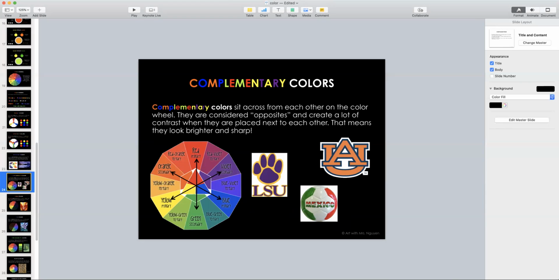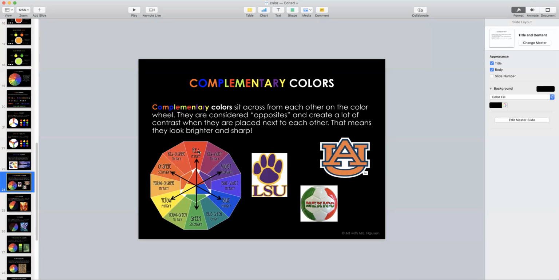Complementary colors are colors that are directly across from each other on the color wheel. Those are also said to look good together. You can see some examples of this here. A lot of times sports teams will use complementary colors. They don't have our team here, but you could think about yellow and purple, the Vikings.